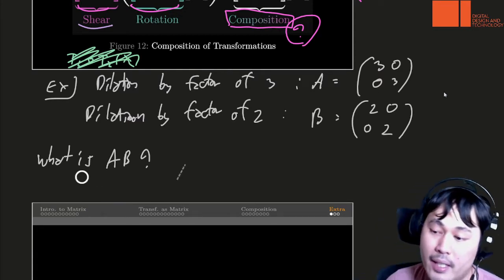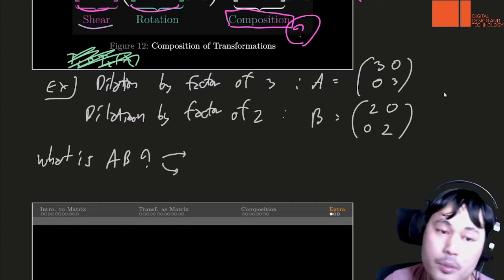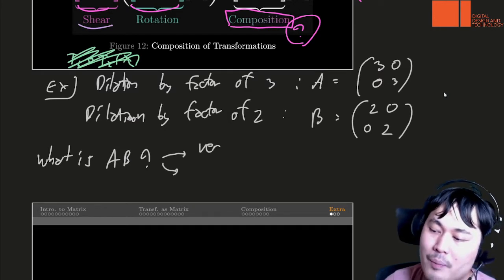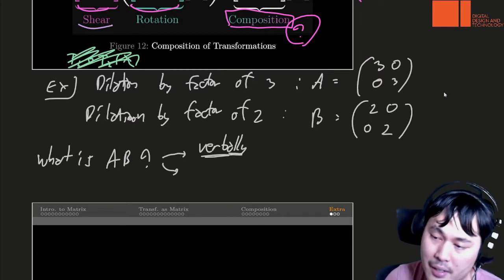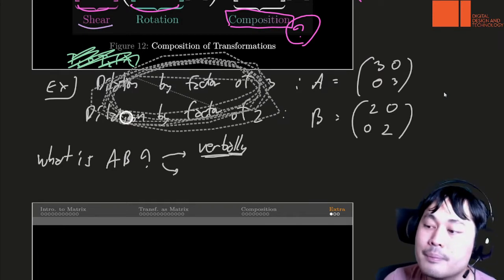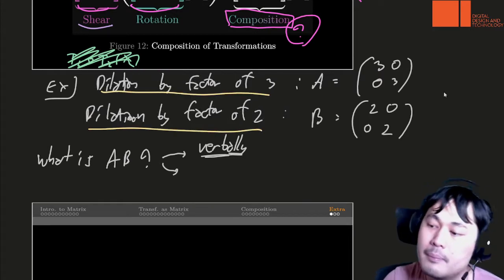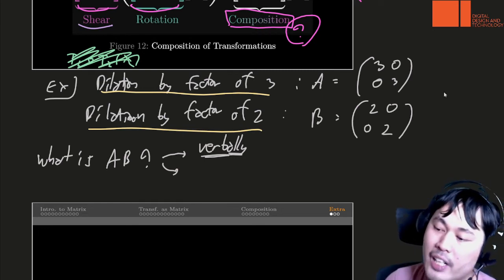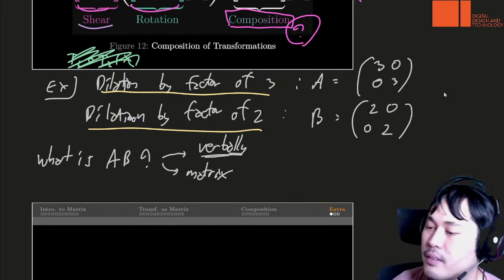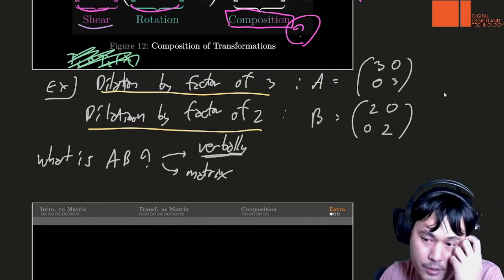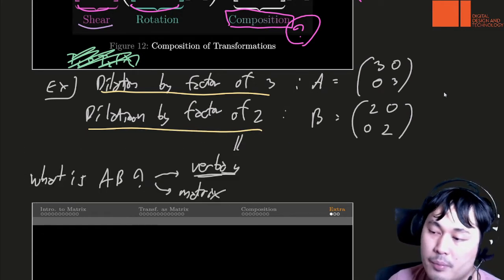Right, and we can describe that product in two ways. First, we can describe it verbally, using your imagination. In this case, if we understand what is going on with each transformation, then we can combine them. And second, we can describe it using a matrix, which is what we did recently. So let's see what these two are. Let's start from the verbal description.